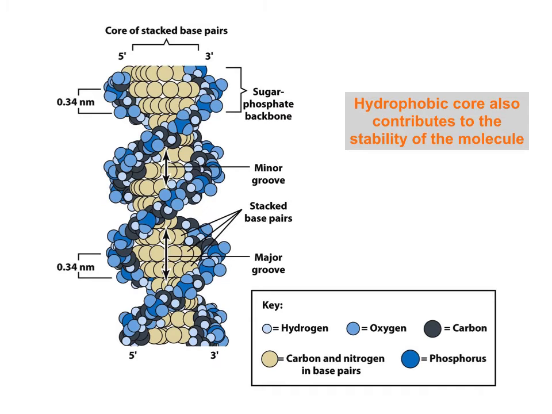Depending on the environment that the DNA molecule finds itself in, it can actually take slightly different forms. The diameter of the helix will change with each of the forms. The number of base pairs per turn with each of the forms will change. It talks a little bit more about this in the book if you want to read more about it.